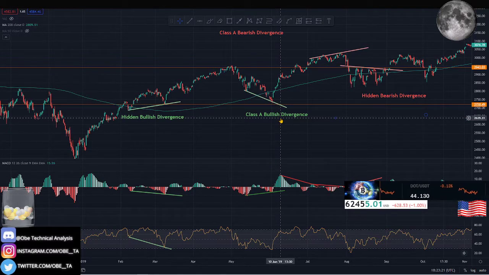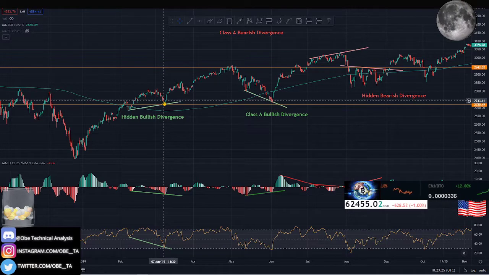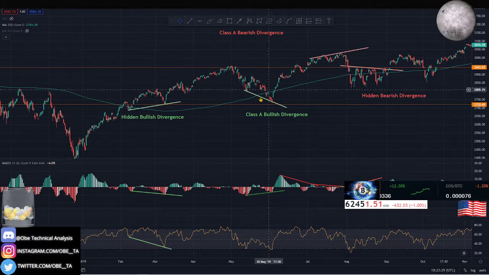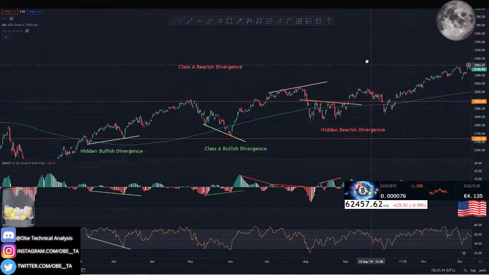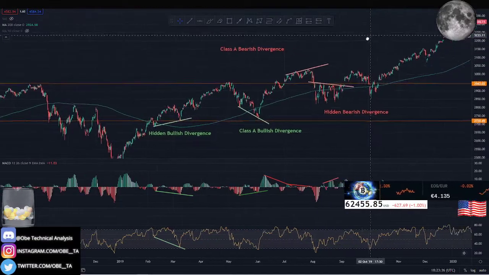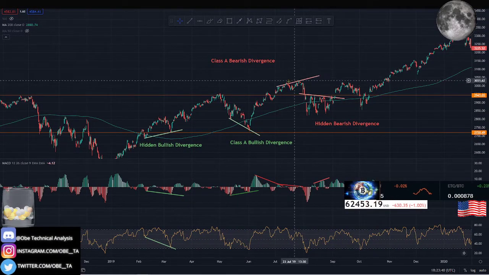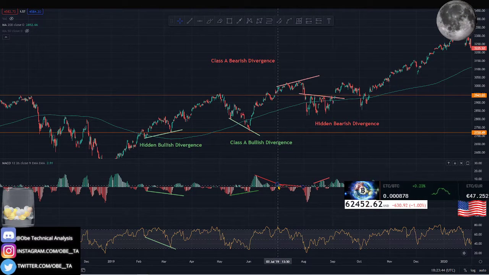Notice the orange line, 2,720, was a level of support where the hidden bullish divergence here played off of. Now the Class A bullish divergence reversal indicator playing off it as well. Okay? So that's your classic divergence. And then the Class A bearish divergence, the inverse of the bullish, is when you have a series of higher highs or just a higher high with lower highs on the oscillators, okay?